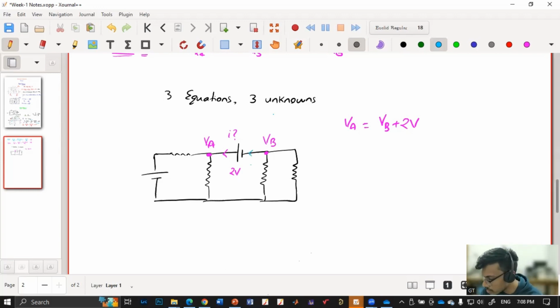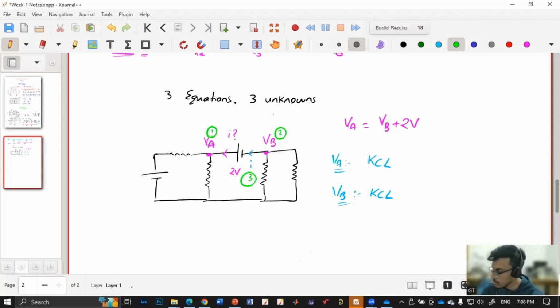So I will assume current I here, right? At terminal VA, I will apply KCL. At terminal VB, I will again apply KCL. Now how many unknowns do we have? We have 3 unknowns. What are those 3 unknowns? This is 1, this is 2, and my current I is 3. And how many equations do we have? This is 1, this is 2, and this is 3. So again, we have 3 equations, 3 unknowns.